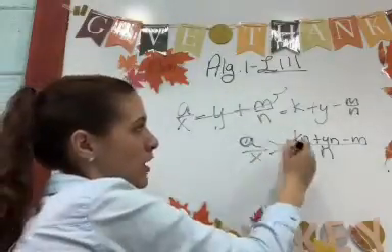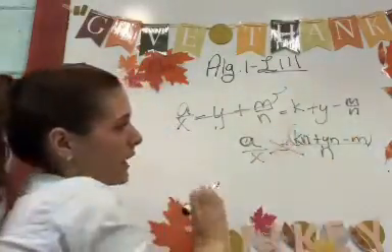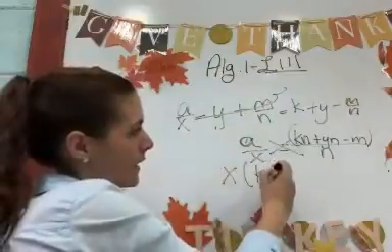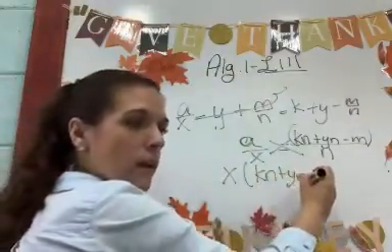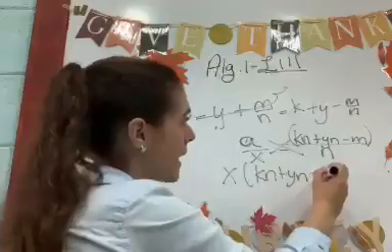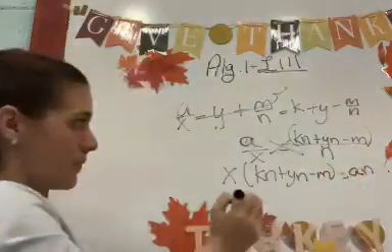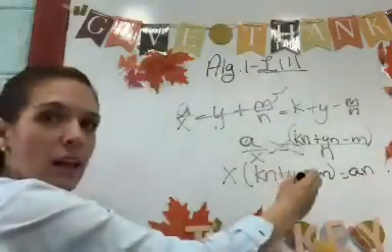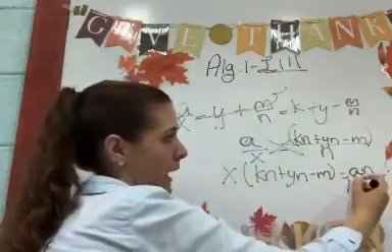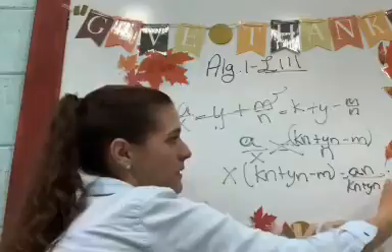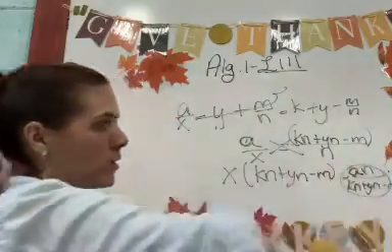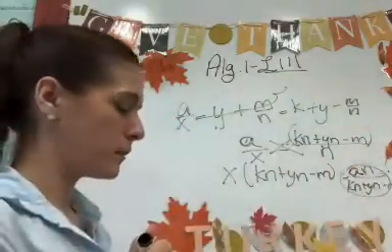Then we can crisscross and multiply and put this in parentheses so we don't forget it. That'll be x times kn plus yn minus m equals an. Okay? Then we just divide this whole thing off of it. Kn plus yn minus m. So that's your answer, with an on the top.